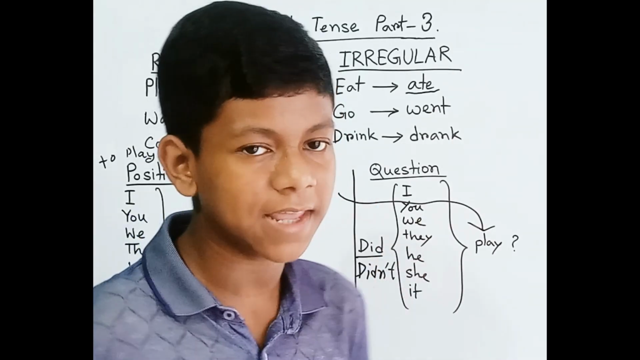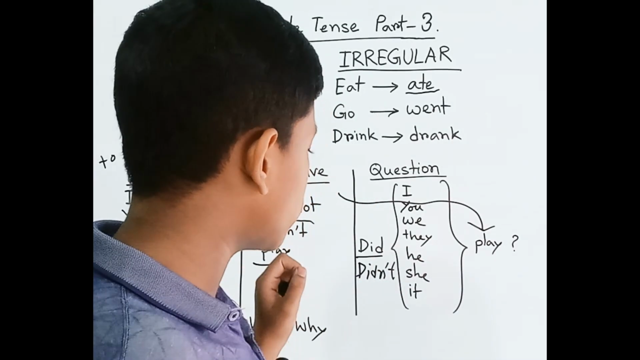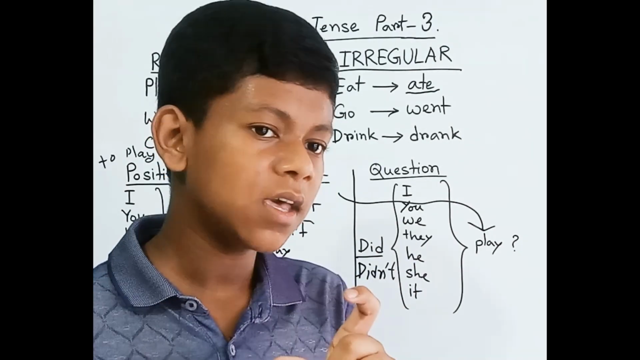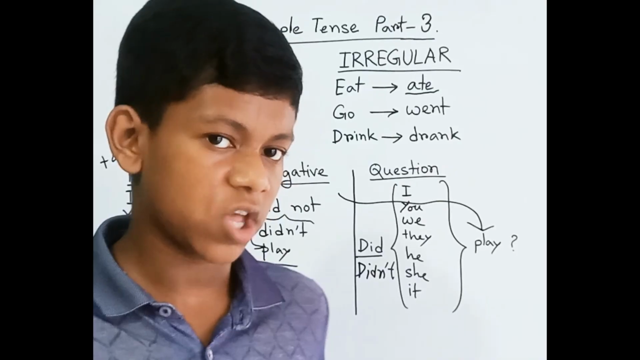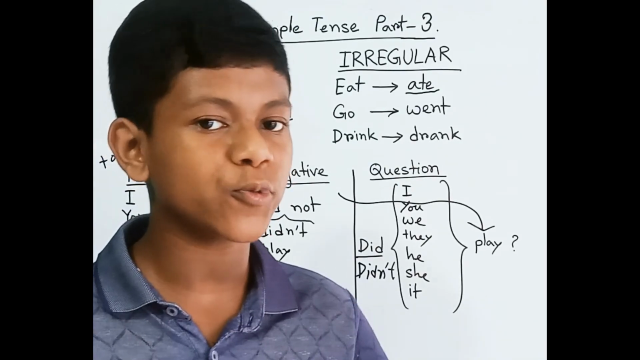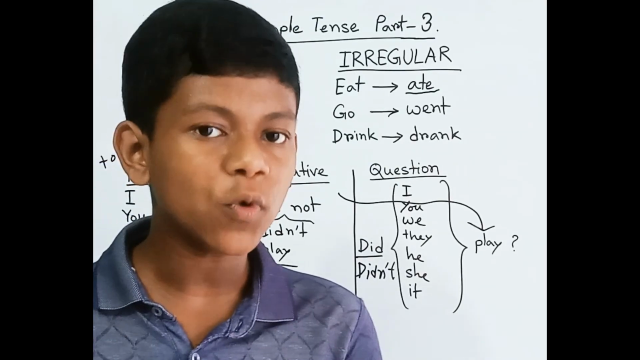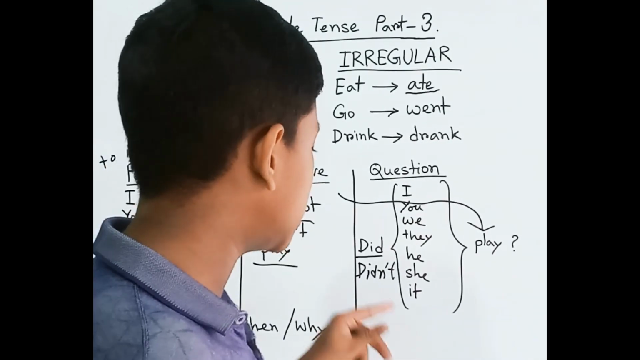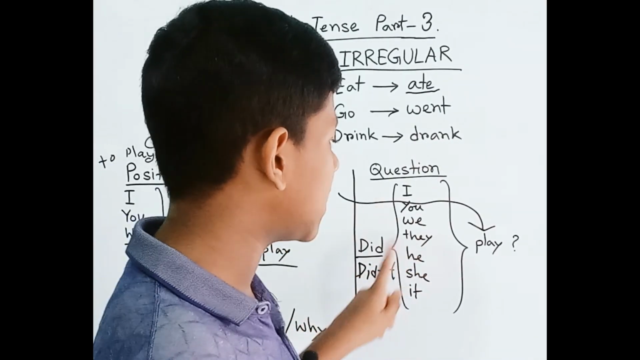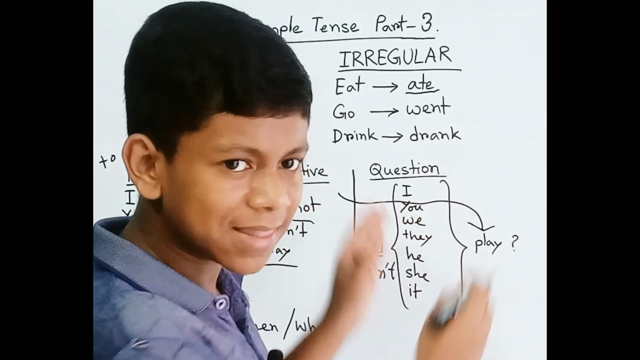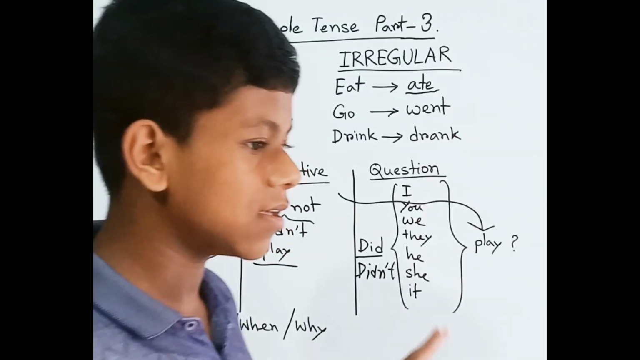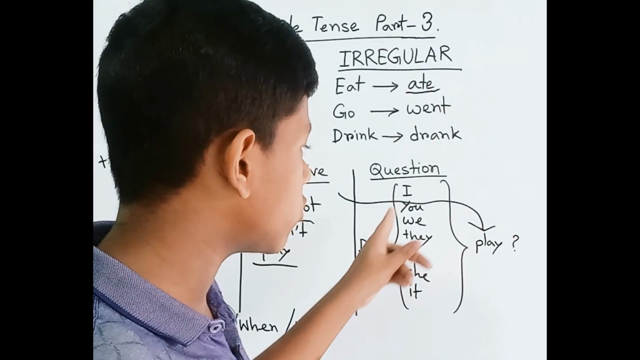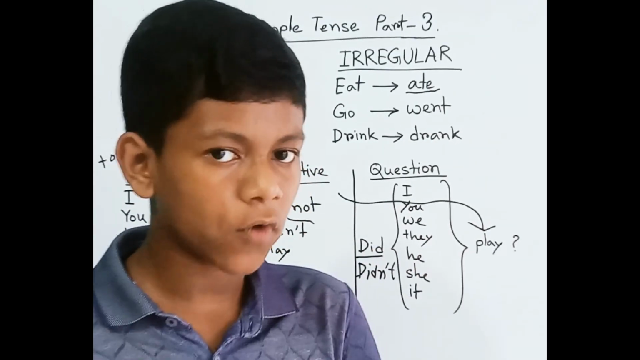But if we don't want to do the contraction, if we say did not I play, it will be wrong. So we have to say it like this: did I not play? Your sentence will be like this with all the subjects, if you don't want to use the contraction. But if you want to use the contraction in the negative form of question, you have to use didn't I play? Didn't you play? Didn't we play? Like this. So this is the negative form of question, and I have already told you did I play? is the positive form of question.